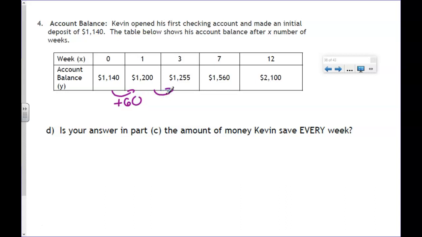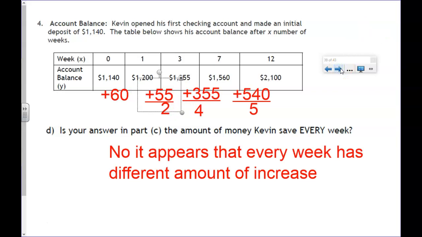If I look at between 1,200 and 1,255, it appears that we're adding 55 over 2 years. And then if I look at between 1,255 and 1,560, it appears that we're increasing by $355 for every 4 years. And then from 7 to 12, it looks like we're increasing $540 over 5 years. So none of these average amounts of increase are the same.